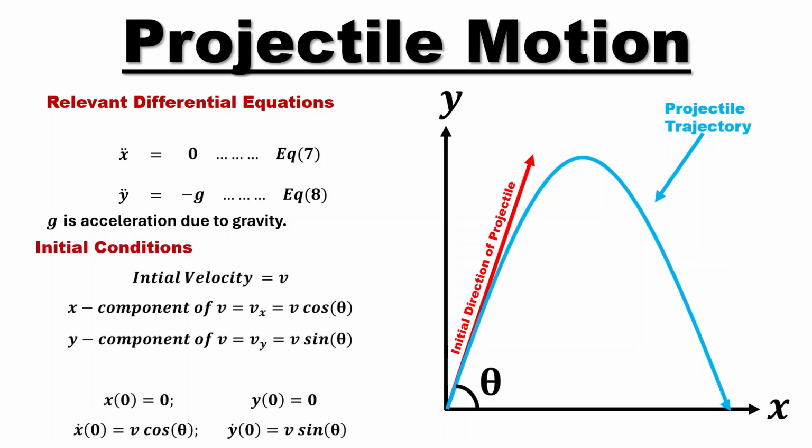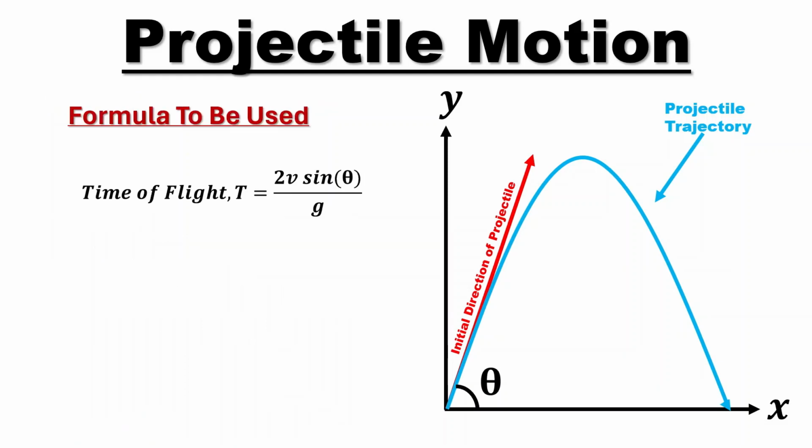Initial conditions: initial velocity is v, x component of v is v cos theta, y component of v is v sin theta. Value of x at t equal to 0 is 0. Value of y at t equal to 0 is 0. Time derivative of x at t equal to 0 is v cos theta, and time derivative of y at t equal to 0 is v sin theta.